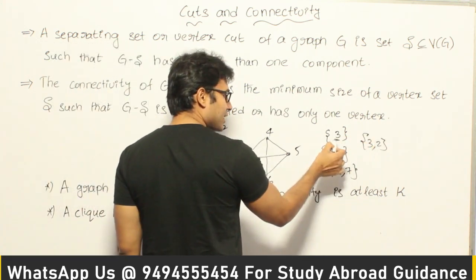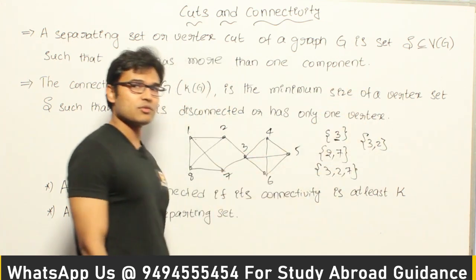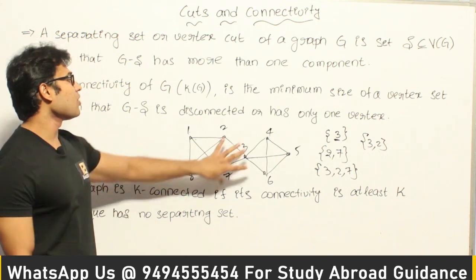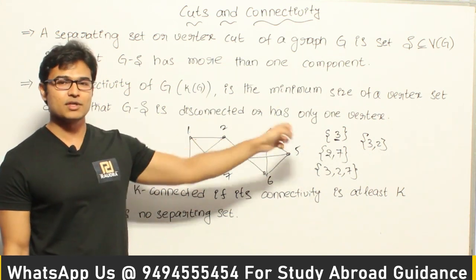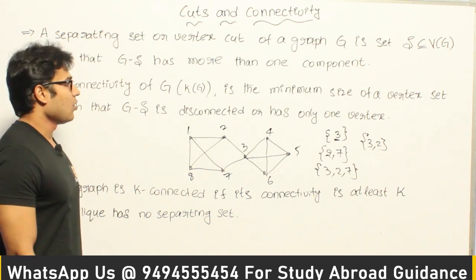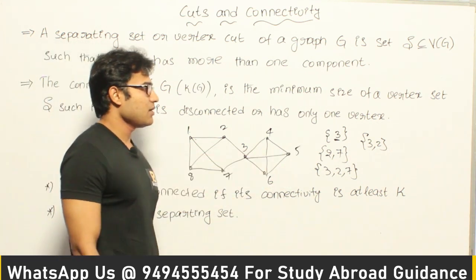See, if you get a vertex cut, any superset of it is also going to be a vertex cut. But don't try to include all the vertices in the vertex cut, because if you delete all of them, nothing will remain. Now these are all examples of vertex cuts.